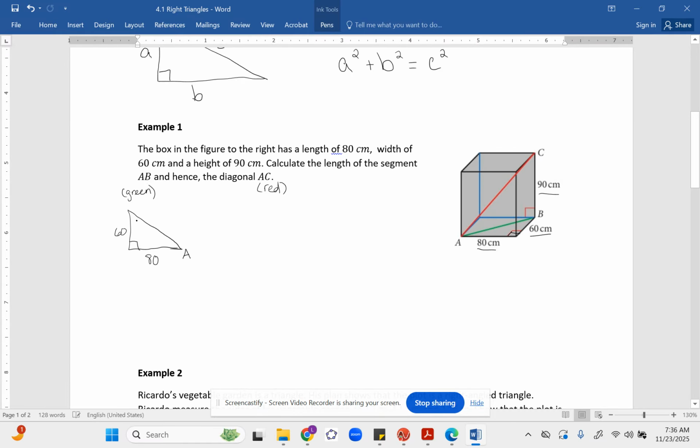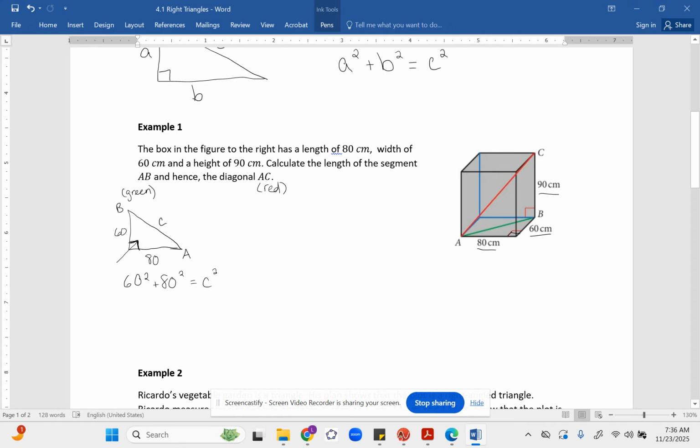We can use Pythagorean theorem to find the length of AB. I'm going to call it C because it is the hypotenuse, the longest side. If you're never sure which one the hypotenuse is, or if you mix it up, you can always turn the right angle into an arrow. A little trick: right angle into an arrow, and the arrow always points at the hypotenuse. So then we can say A squared plus B squared equals C squared. It doesn't matter, 60 or 80, which one is A and B. So I'm going to say 60 squared plus 80 squared equals C squared.